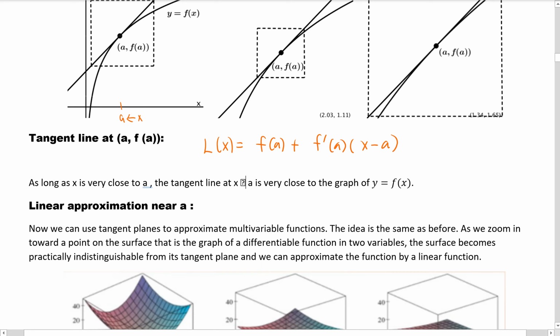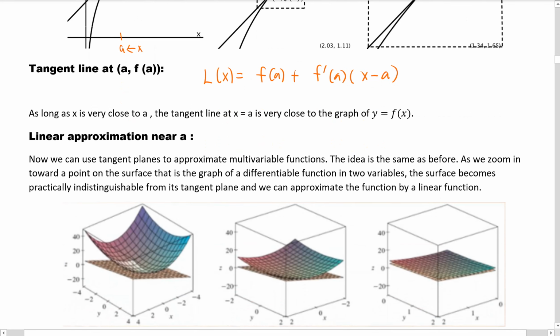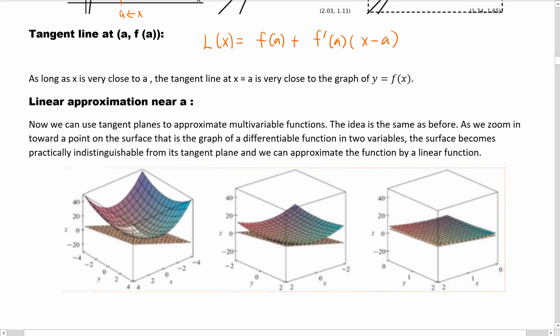Alright, so as long as x is very close to a, the tangent line at x equals a is very close to the graph of y equals f of x. Okay, so this is from Cal 1 and Cal 2. Now, we're in Cal 3 and we're talking about surfaces. Then instead of using a tangent line to approximate a curve, we can use a tangent plane to approximate a surface. Okay, the idea is the same as before.